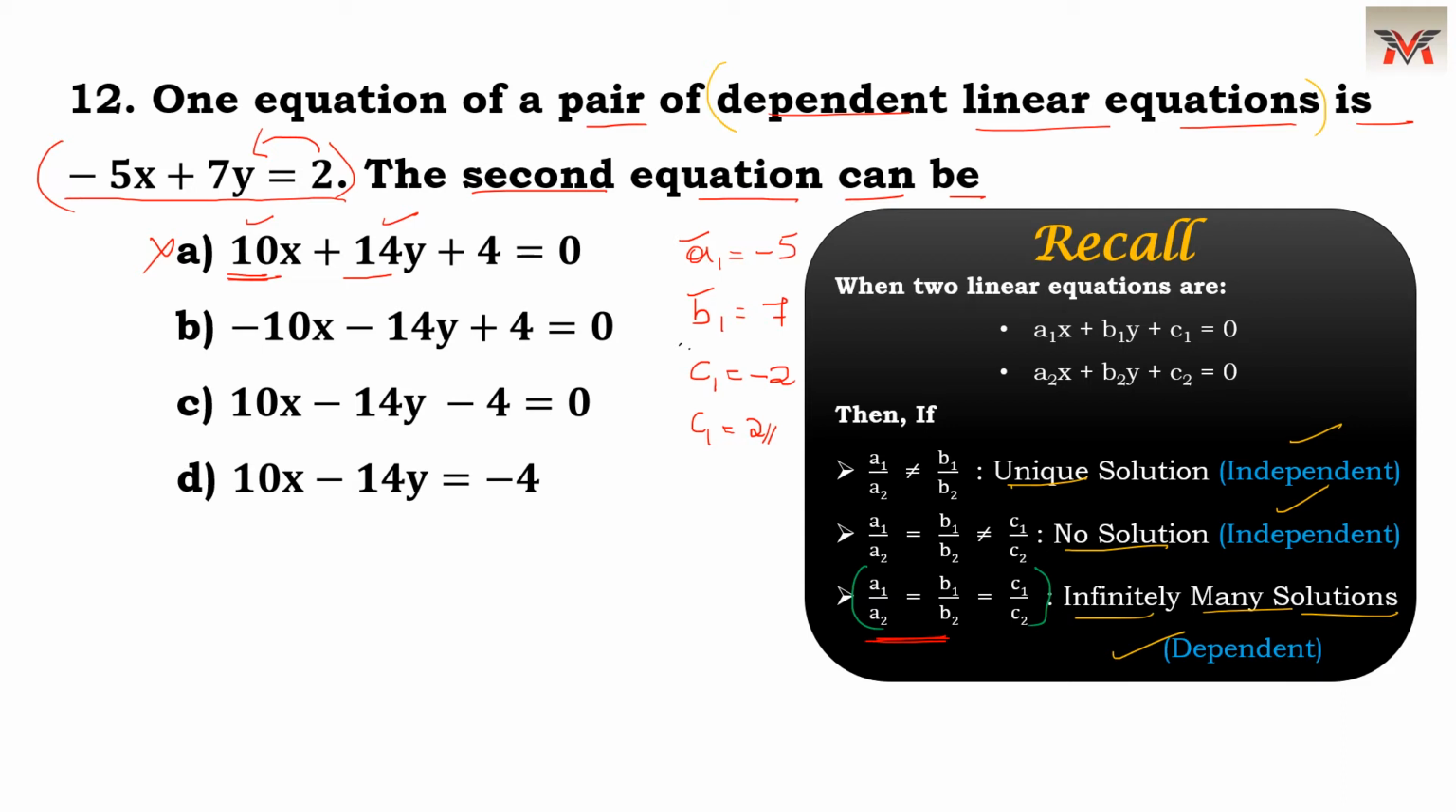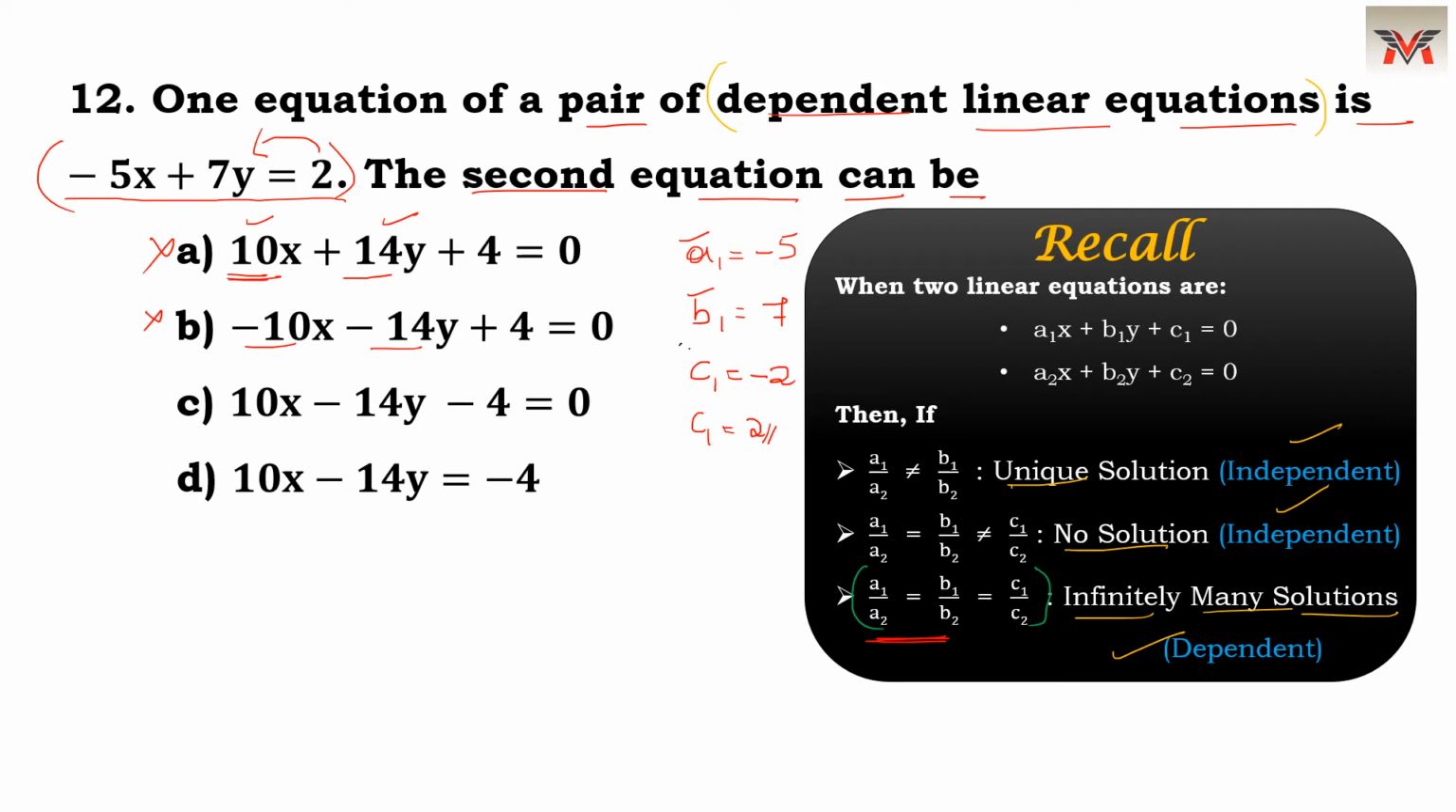That is, A1 is also negative, A2 is also negative. Fine, it becomes positive. The ratio becomes positive. But if you look at the B2 value, it is negative. Therefore, what happens? The ratio B1 by B2 becomes negative. Therefore, we can also eliminate the second option.